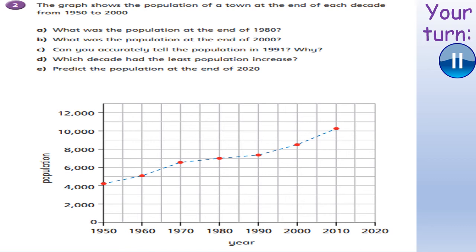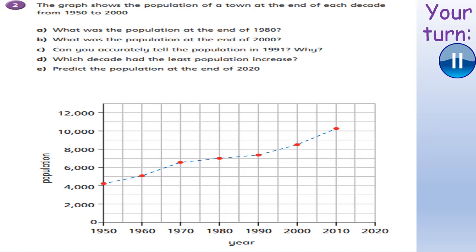Now take a look at this question. The graph below shows the population of a town at the end of each decade, from 1950 to 2000. The population at the side is going up in 2000s, and the years along the bottom are going up in decades, tens.